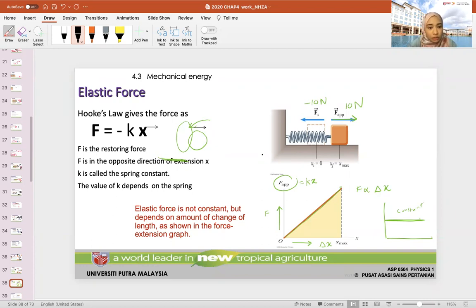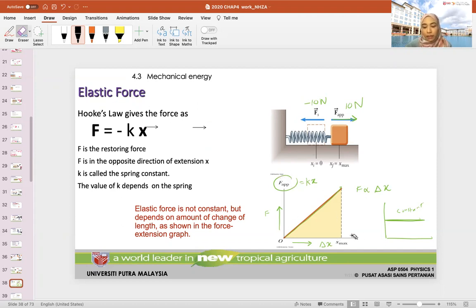Okay, so Hooke's law gives the force as F equals to minus kx, where F is the restoring force and F is in the opposite direction of extension X. Dan ni adalah elastic force of spring. K is called the spring constant and value of K depends on the string. Okay, we already talked about this.